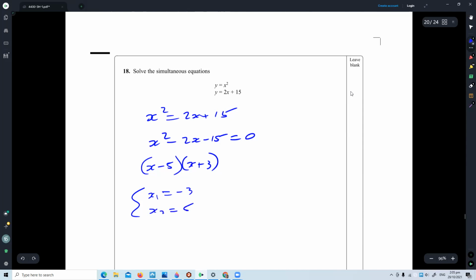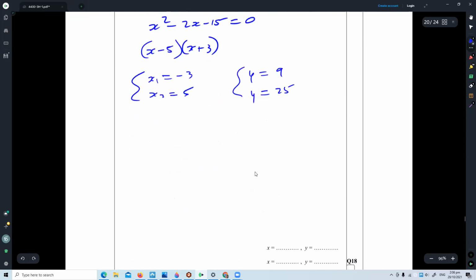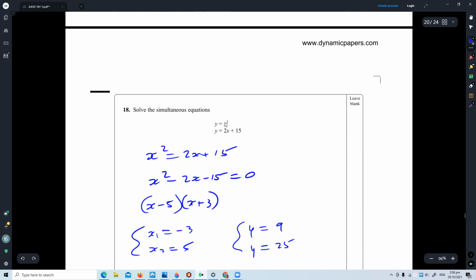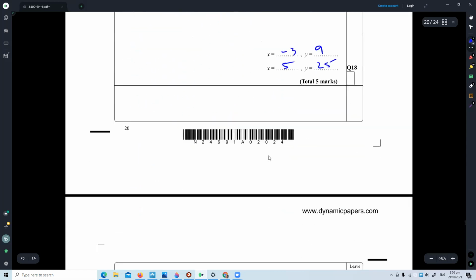And for those values, y is going to be equal to negative 3 squared, which is 9, and y is equal to 25. So I have these two solutions here. So negative 3, 9, or 5, 25. And these should be, again, you can use Desmos and graph x squared and graph 2x plus 15 and figure out that they intersect at these 2 points. Or use your GDC. You can use your graphic calculator.